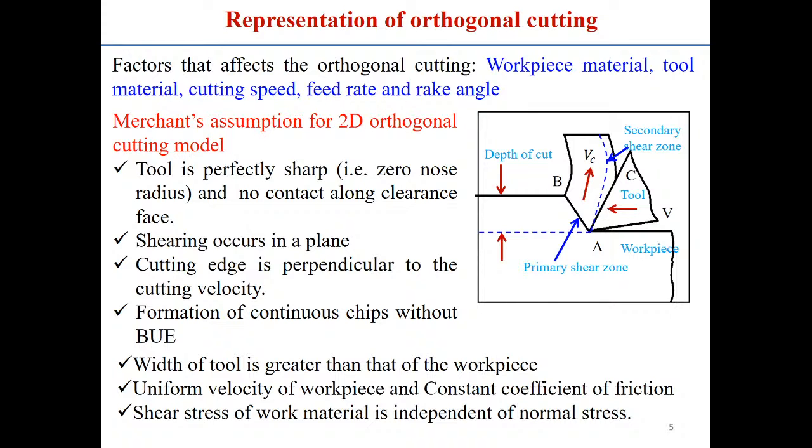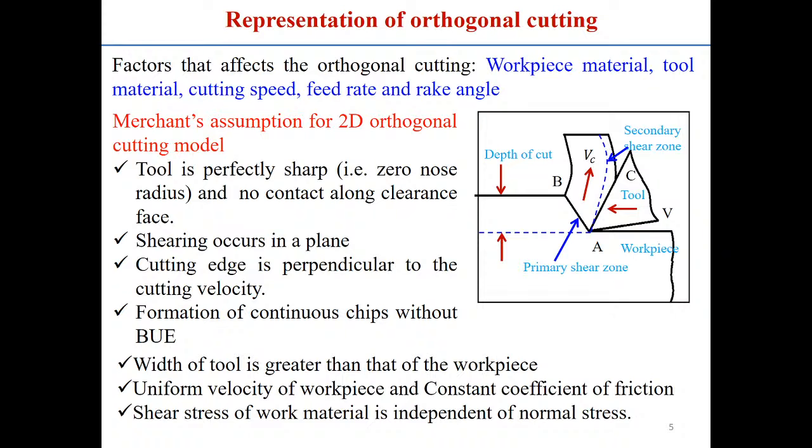If you want to relate the different parameters, we assume the orthogonal machining process, because it is easy to understand the relation in this process, with its Merchant assumptions for two-dimensional orthogonal cutting. Here you can see the depth of cut, the primary zone and the secondary shear zone, all are important. The depth of cut, or you can say the uncut chip thickness, is the same in this aspect. And then the chip velocity is Vc, which is different from the tool velocity.